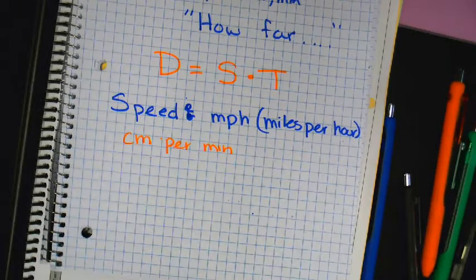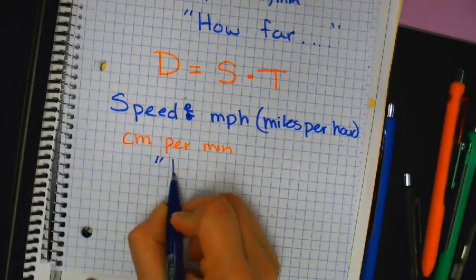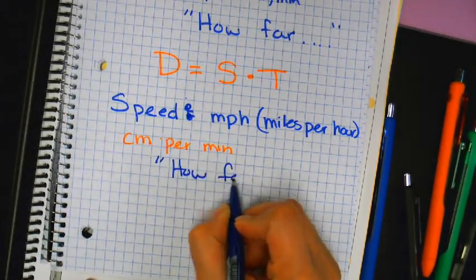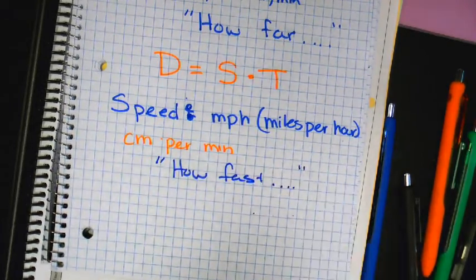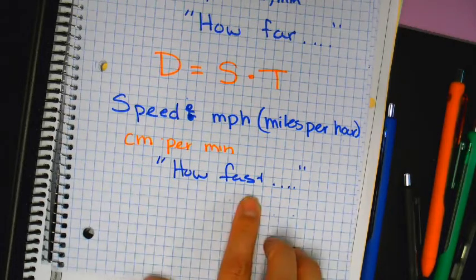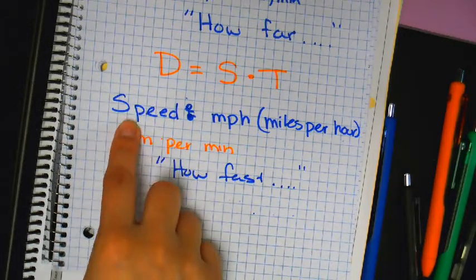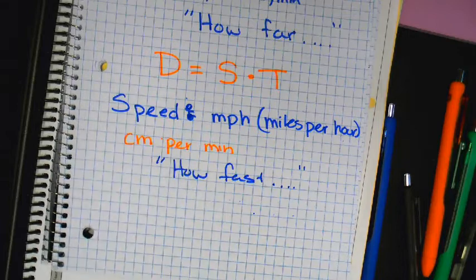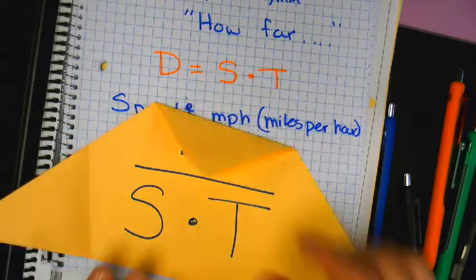Now, you will read the question as how fast. How fast is the train moving? How fast did you walk to school today? How fast did the snail crawl in a minute? So when you read how fast, they're talking about speed. Got it? Okay, so the formula for speed.